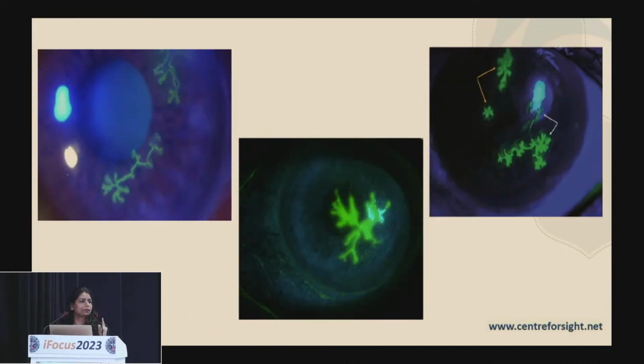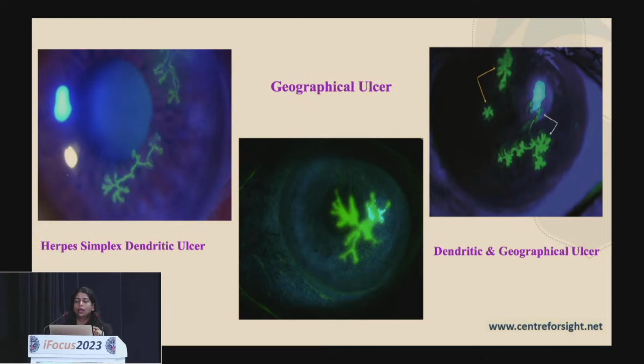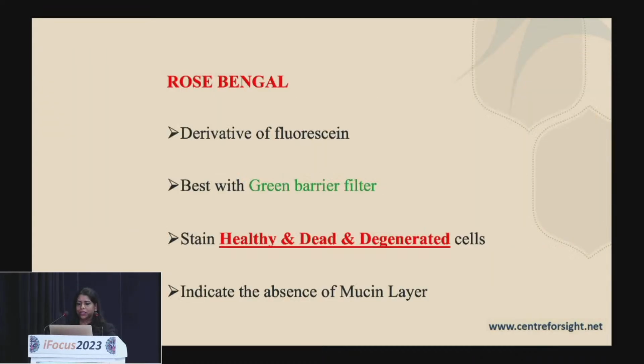So what diagnosis for the first picture? This picture. Dendritic. This is geographical ulcer, and this is a combination of both. So this question, why I put here, because I have no time, I cannot ask a lot of questions. You should be able to know how to differentiate between pseudodendrite and dendrite. So this is like a herpes simplex picture, and there's a geographical ulcer and dendrite picture, but you should know that. So in rose Bengal, it stains healthy and dead tissue both.